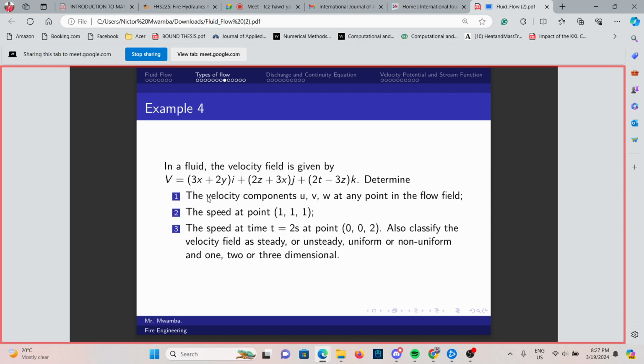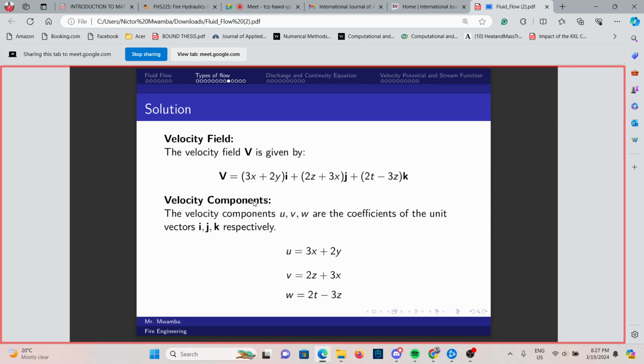So in the question, when they ask you to find the velocity components, you just pick them because they have been arranged already for you. The i's have been pushed together, the j's have been pushed together, and the k's have been pushed together. So you just unpick them the way they appear. This one for the i is the velocity along the x direction, the first velocity component. The j is the velocity component along the y direction, and the 2t minus 3z is the velocity component along the z direction, which is represented by w.